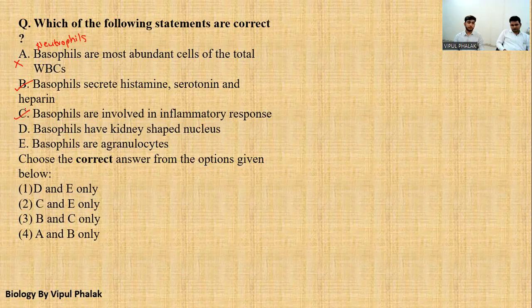Basophils have a kidney-shaped nucleus. This statement is incorrect as the structure of basophil is like this. It contains a lobed nucleus.